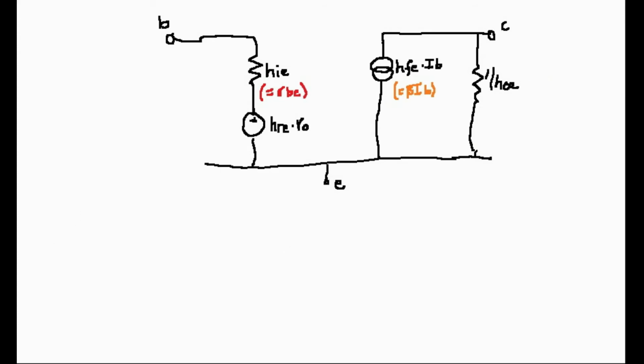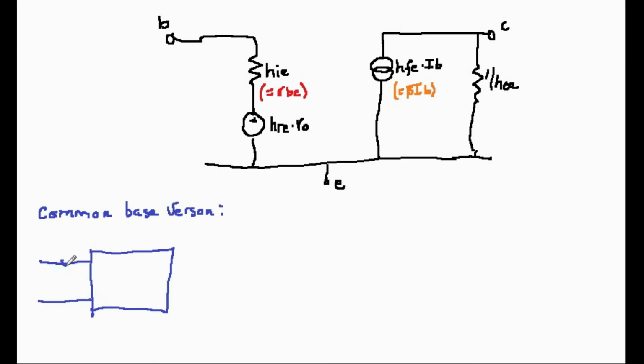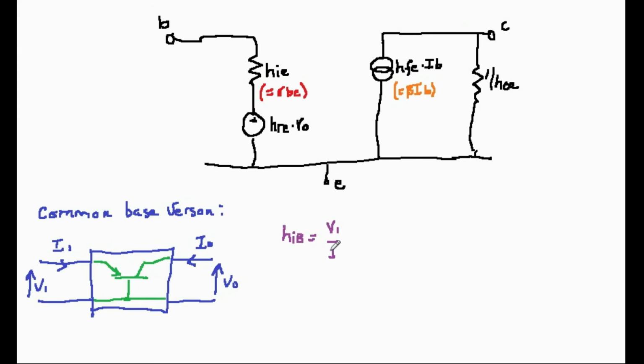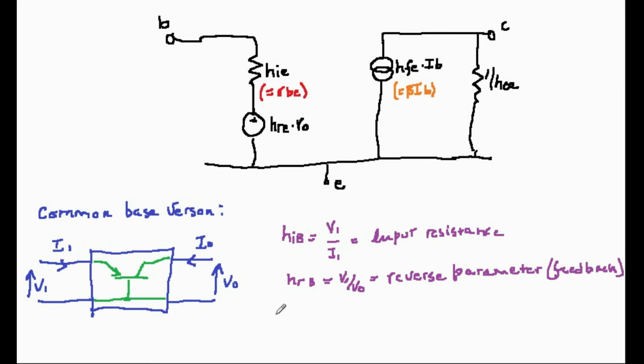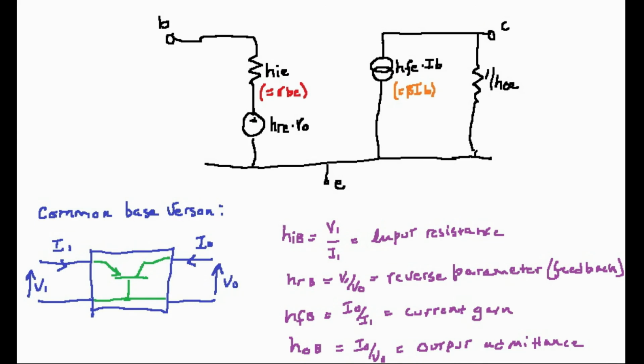It is also possible and useful to write down H-parameter models for common base and common collector connected transistors. In the common base example, the parameters are HIB, HRB, HFB, and HOB. And the setup is as shown on the screen. In the common collector, they are HIC, HRC, HFC, and HOC.